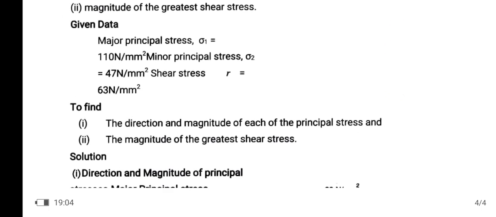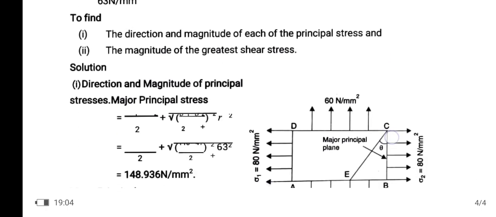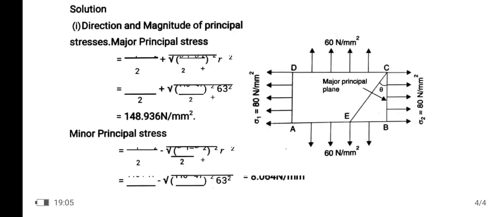Given data: the major principal stress sigma 1 is equal to 110 N/mm² and minor principal stress sigma 2 is equal to 47 N/mm², and shear stress r is equal to 63 N/mm². To find the direction and magnitude of each of the principal stresses, and second, the magnitude of the greatest shear stress. The direction and magnitude of principal stresses.